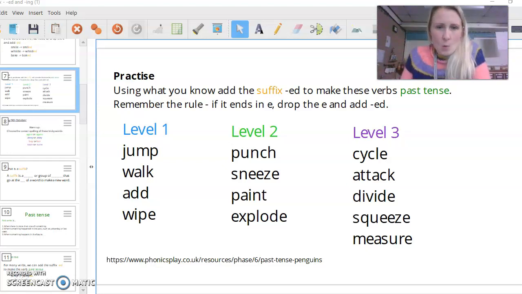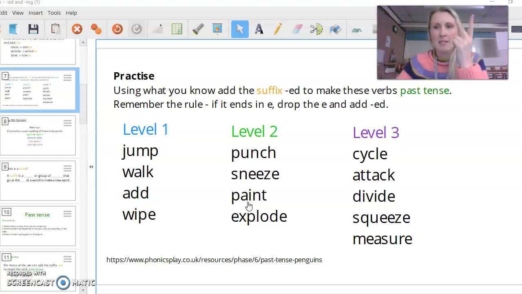Okay, let's now think of a sentence to write using our ed suffix. I'm going to pick one of these words here. I'm going to choose this one, paint, but I'm going to have it in past tense. So I'm going to choose this sentence: I painted a picture. Only 4 words. I painted a picture. Okay, you have a go at doing that now.